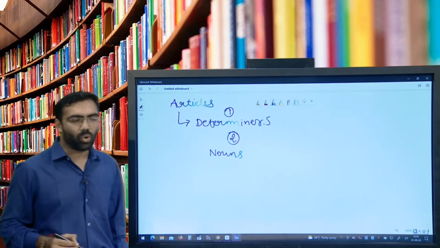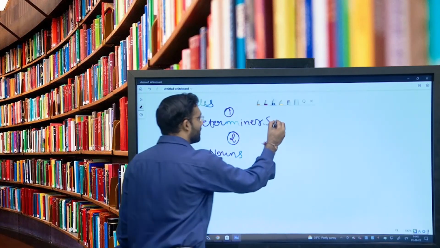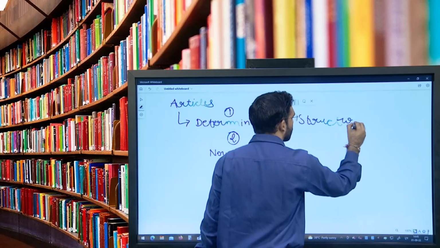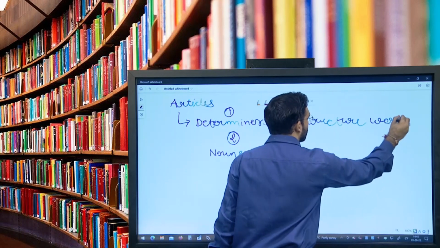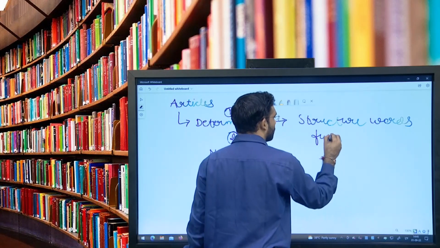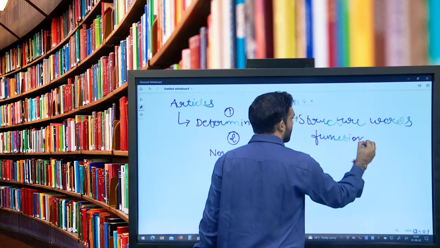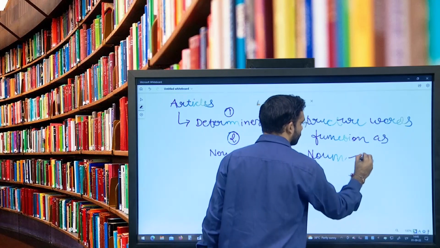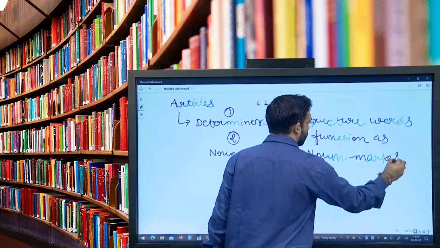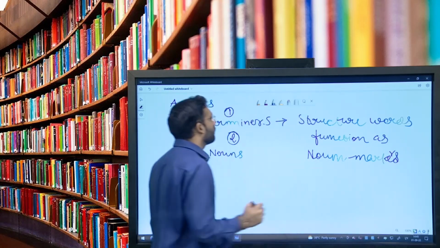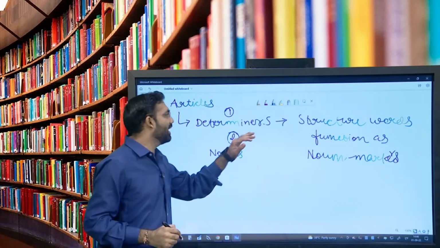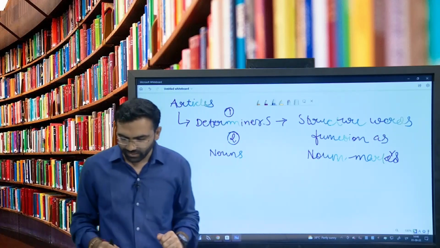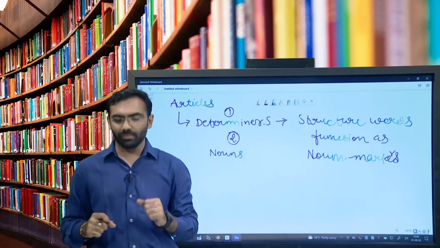Now, what are determiners? Determiners are structure words which function as noun markers. What are determiners? They are structure words which function as noun markers, and that is what we call determiners.